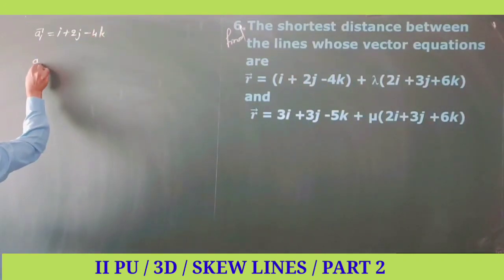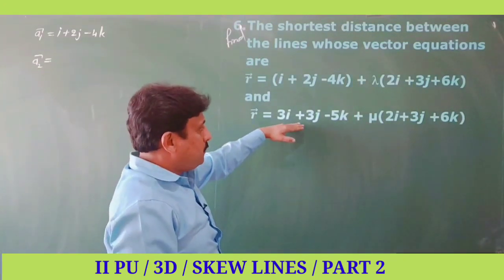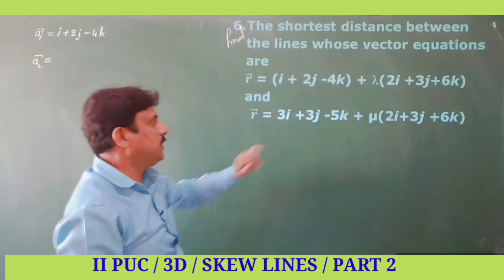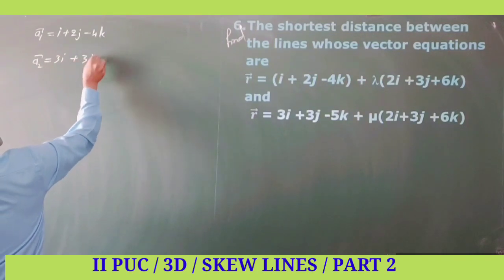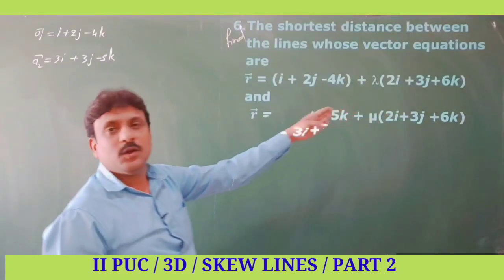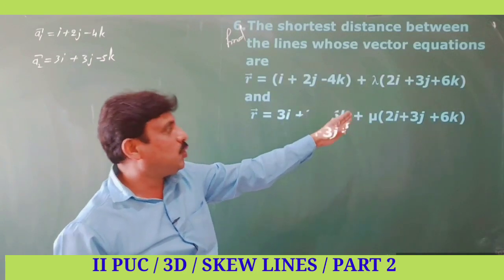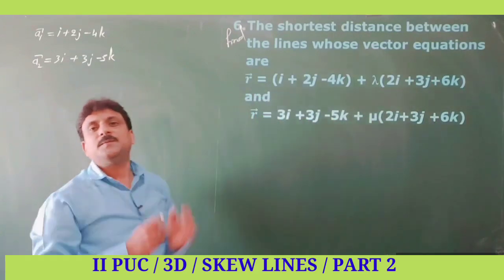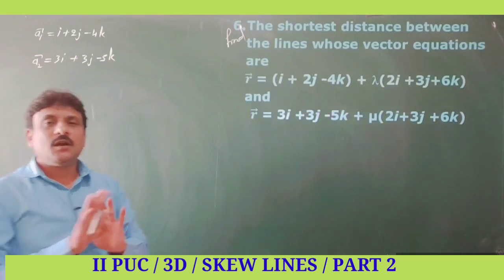Okay. What is a2? a2 is the second point, meaning a point on the second line. This a2 is 3i plus 3j minus 5k. Observe here b1 is 2i plus 3j plus 6k, and b2 is also 2i plus 3j plus 6k. Here b1 and b2 are the same, meaning they are parallel vectors. These are not skew lines.